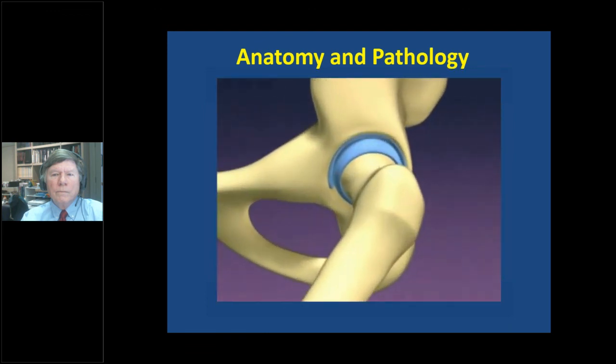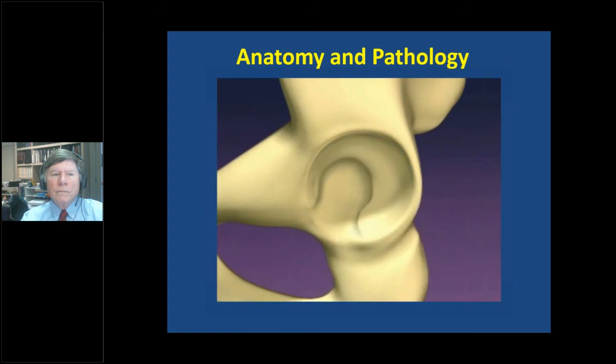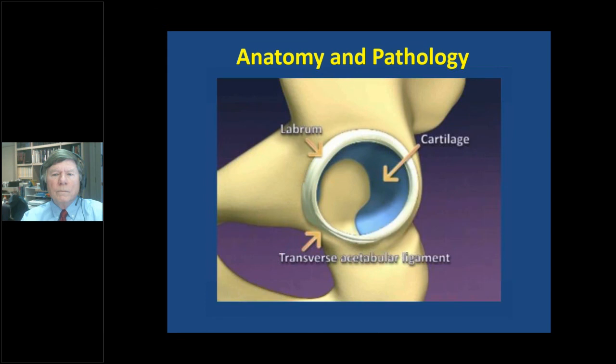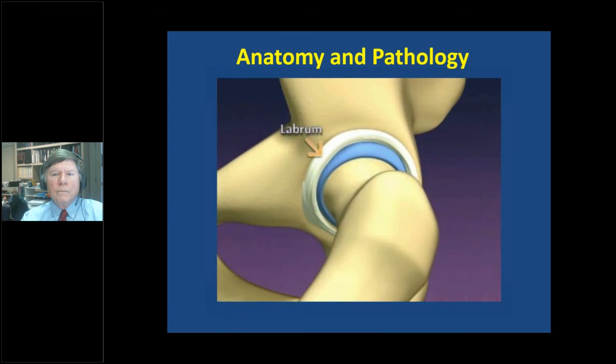The base of the acetabulum is C-shaped and completed inferiorly by the transverse acetabular ligament. The bone is covered in articular cartilage, and the rim is augmented by a tough triangular structure known as the acetabular labrum, which deepens the socket and provides stability to the articulation with the femoral head.